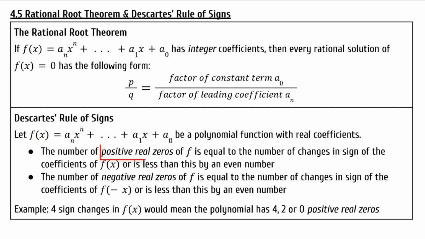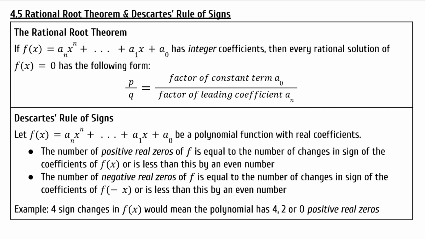The number of positive real zeros of f is equal to the number of changes in sign of the coefficients of f of x, or is less than this by an even number. The number of negative real zeros of f is equal to the number of changes in sign of the coefficients of f of negative x, or is less than this by an even number.